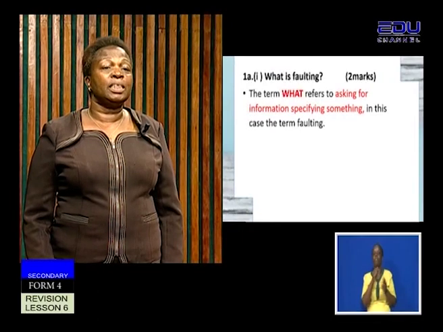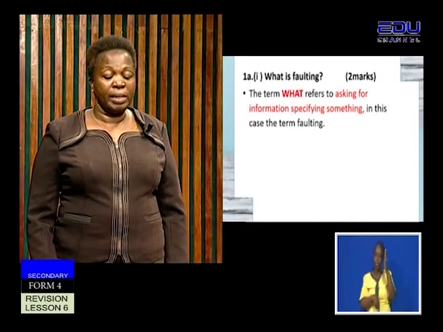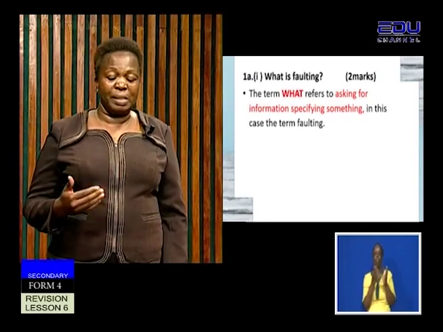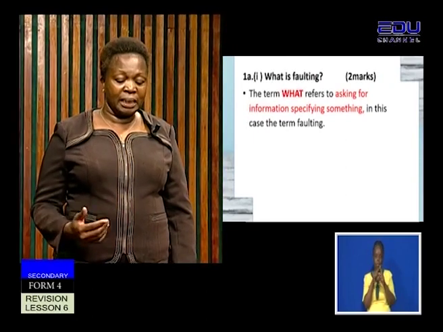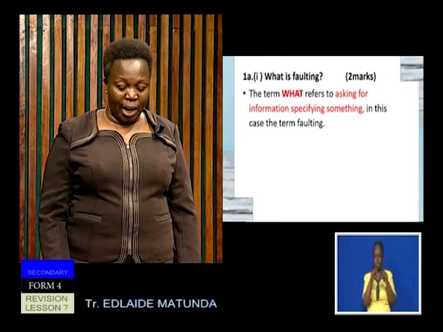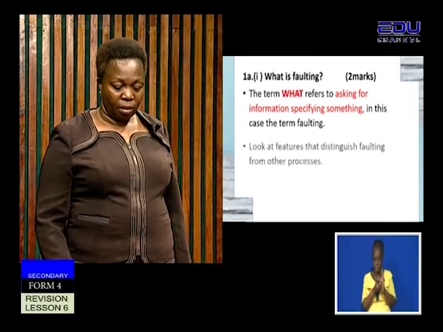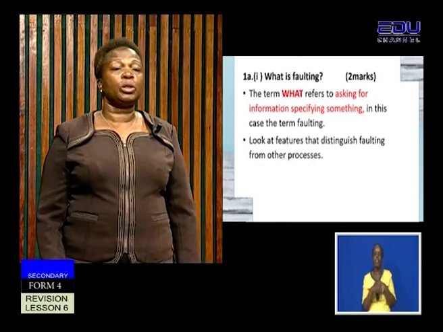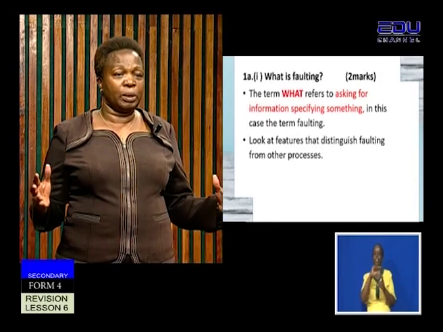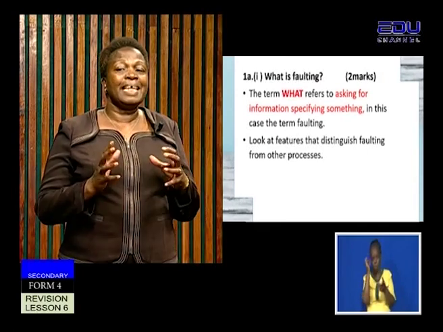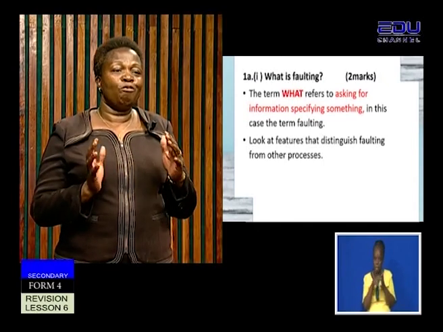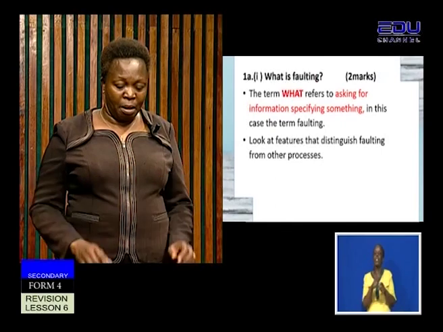The first term that is used is what. What here refers to asking for information or simply specifying something. And in this case, the term is faulting that we are supposed to look at. Then next, you are supposed to look at the features that distinguish faulting from any other process, because we know that faulting itself is a process. So what is it that makes faulting unique from other processes?